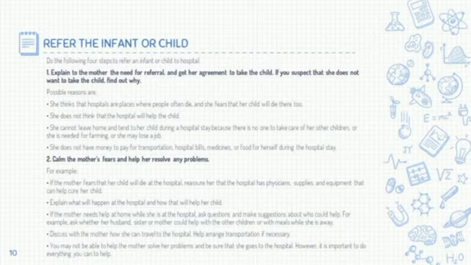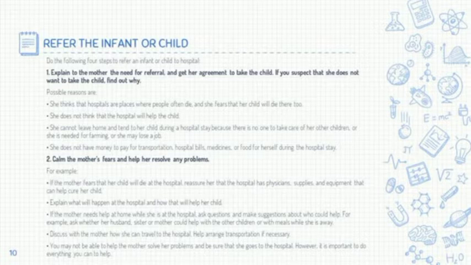As the anxiety and fears are showing because of those reasons, as a nurse, you need to calm the mother's fears and help her resolve any problems. For example, if the mother fears that her child will die at the hospital, we assure her that the hospital is a place for treatment that has physicians, supplies, and equipment that can help cure her child. Explain what will happen at the hospital and how that will help her child. So explaining the effects and the advantages of the referral to the situation of her child can help.